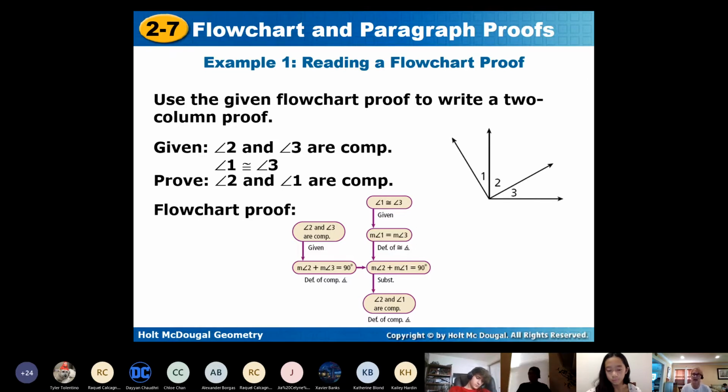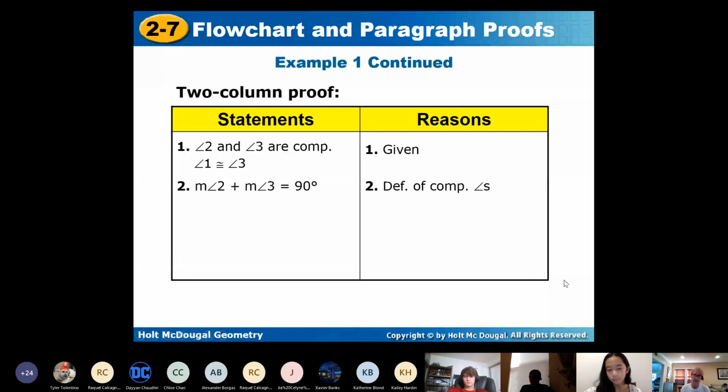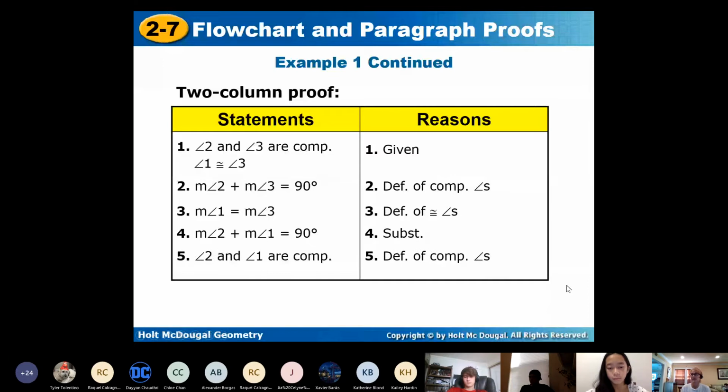Okay. I don't find that they help me to think any more logically, but they're valid. Okay, so I'm going to go on to the next one. And here's the example that we did the other day. So it's exactly the same in a 2-column proof. It's just a little bit of a different order.